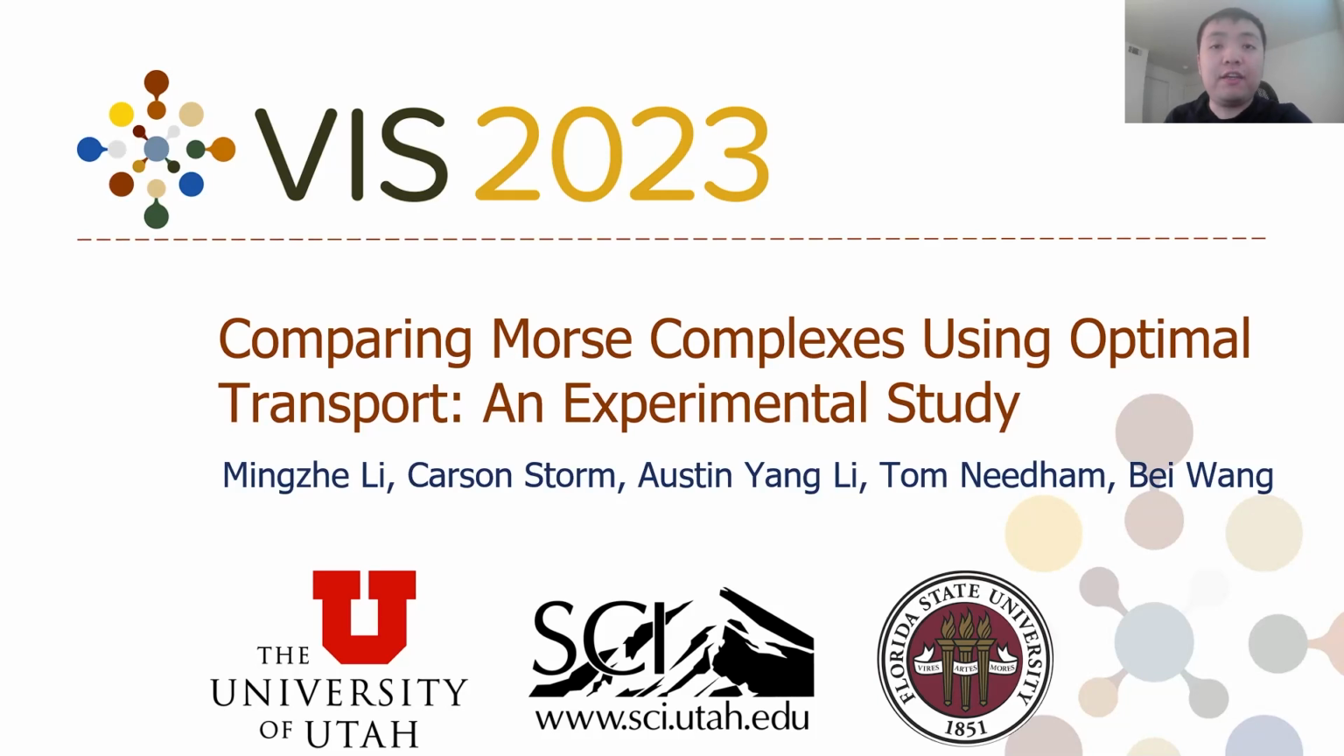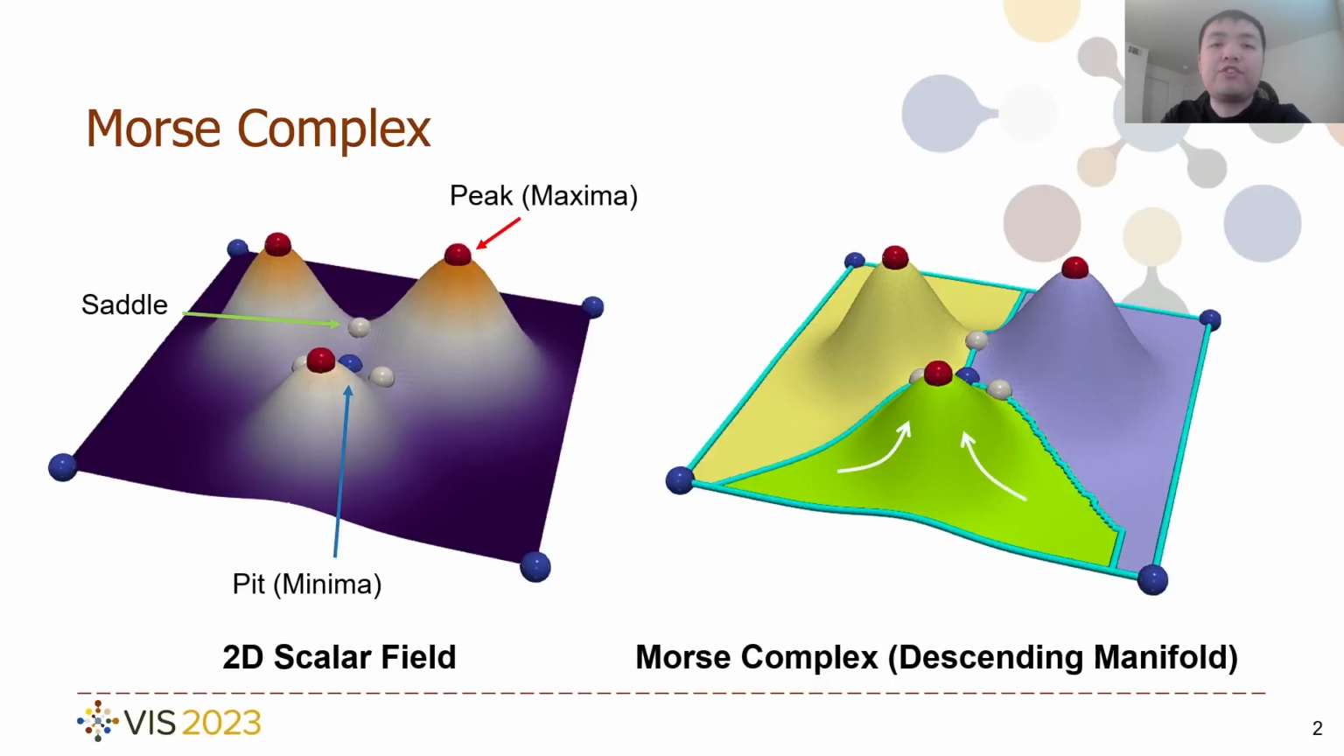I am Mingzhe, a PhD student from the University of Utah. Today, I would like to present our work that compares Morse complexes using optimal transport. Our collaborators include Wang, Carson and Austin Yang Li from the University of Utah, and Tom Needham from Florida State University. First of all, we would like to introduce some terms for background information.